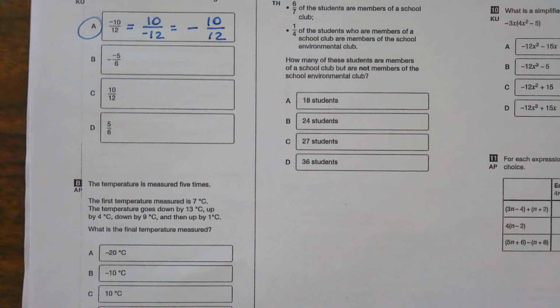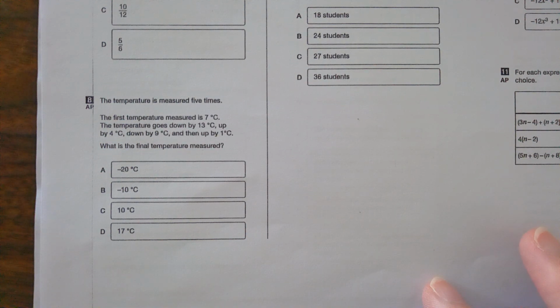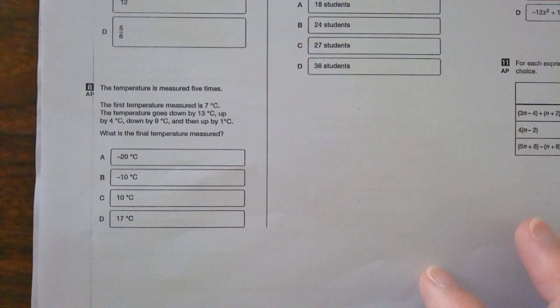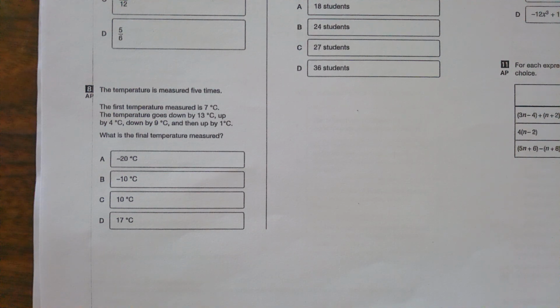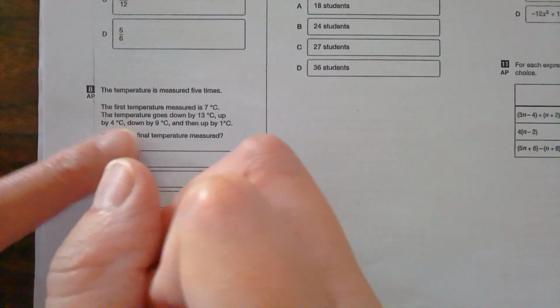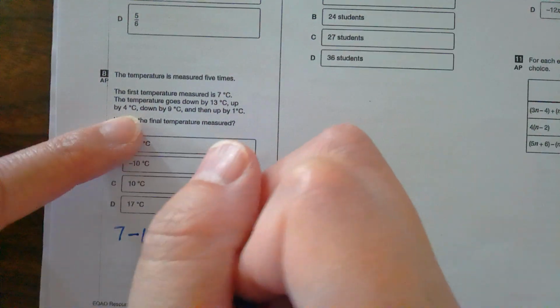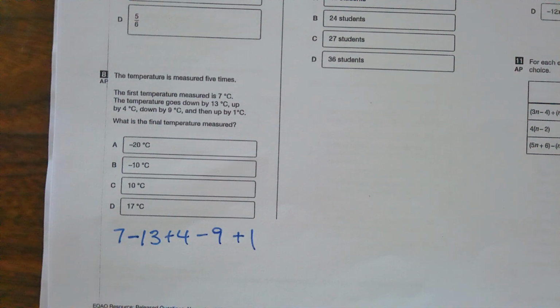Number 8. Max, number 8. I got 8. Think again. Number 8 on page 19. All right, the first temperature measure is 7. And then 7 went down by 13, so minus 13, and then up by 4, and then down by 9, and then back up by 1. When you did that, okay.